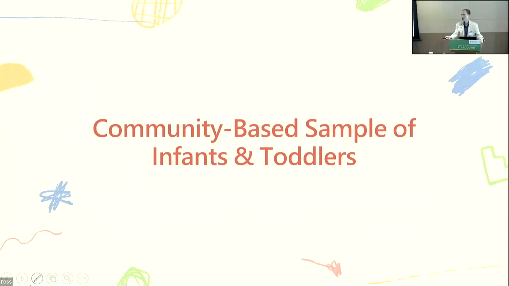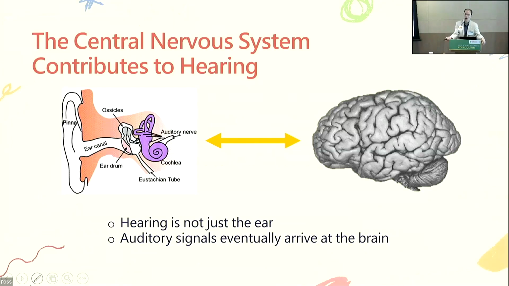Okay, so let's talk about a sample of community-based infants and toddlers that we've been studying. I'll be talking about neuroencoding of speech, and I want to give you a little bit of background of what I mean by that. So I want to talk a little bit about speech perception.